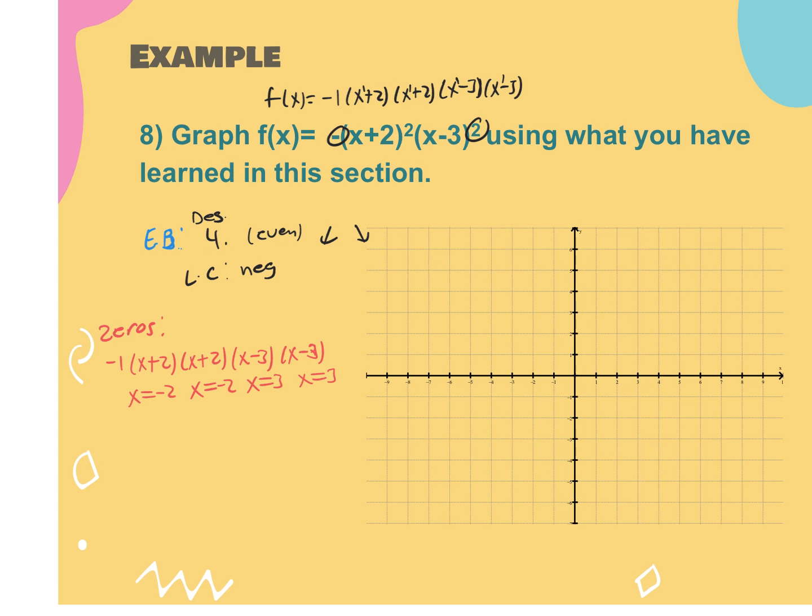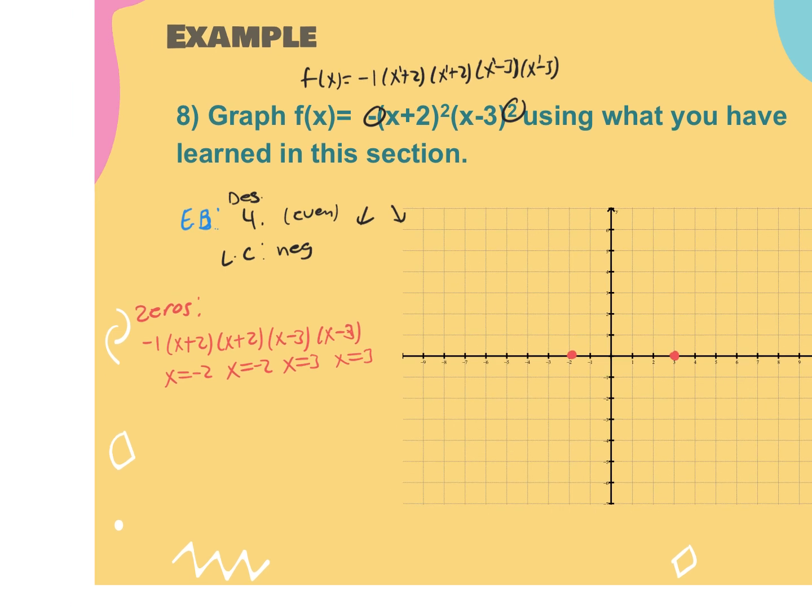All right, so I'm going to go ahead and plot those points. We have a -2 right here, and we have a 3 right here. And our multiplicity now, x equals -2 has a multiplicity of 2, and so does x equals 3, so both of these have a multiplicity of 2. You can see that they show up twice, both of them.